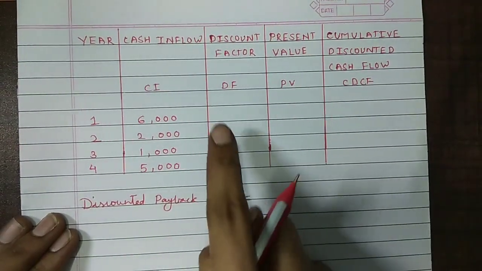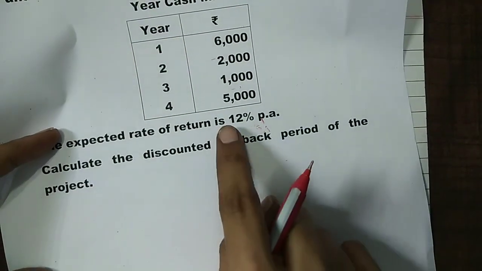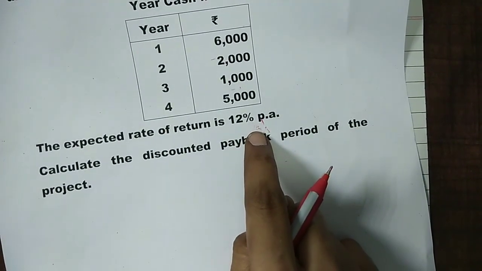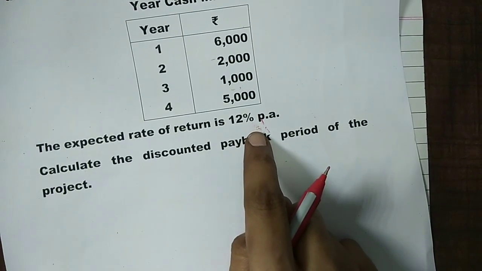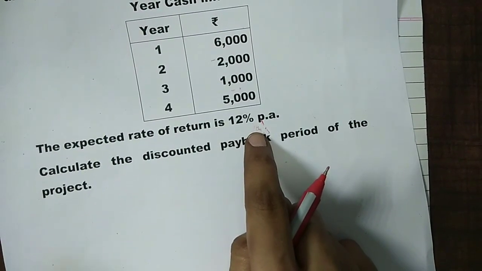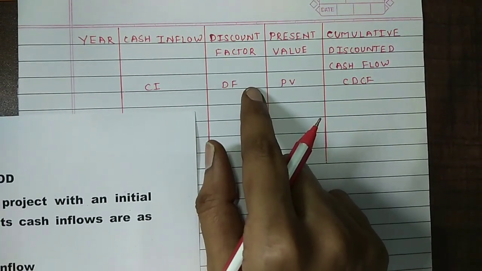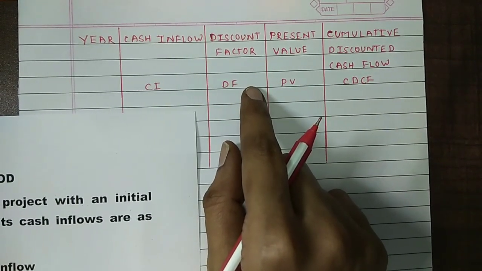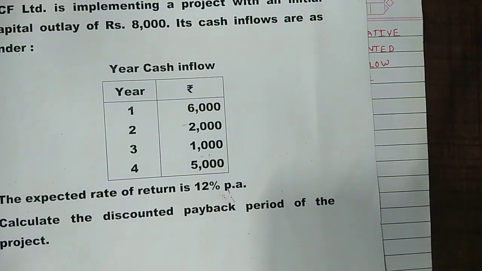Now the next step is calculation of the discount factor. This discount factor we have to calculate on the basis of this 12% rate of return. Some students are not aware of how to calculate the discount factor. For that, I have uploaded a separate lecture, and the link is in the description box. So if you are not aware of how to calculate the discount factor, first go and watch that lecture and then come back to this lecture. Otherwise you won't be able to understand how I have computed this discount factor. So here the expected rate of return is 12%.